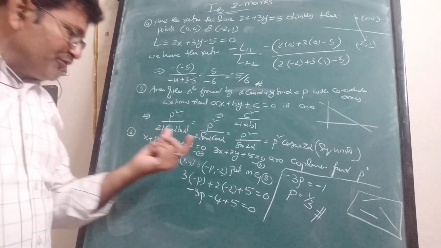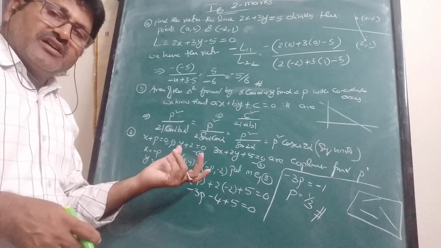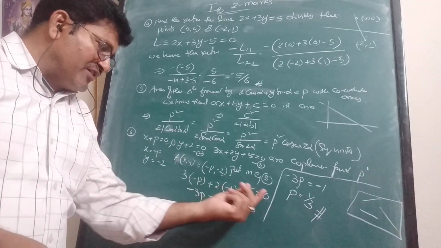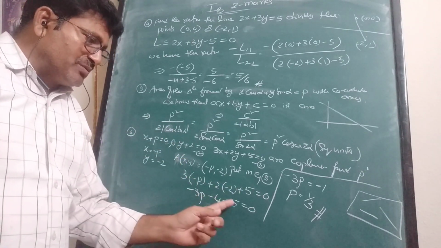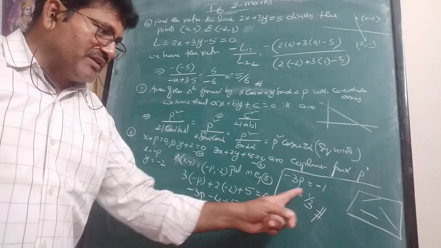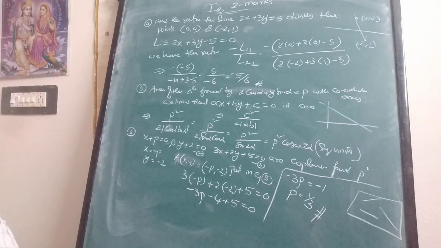Okay. And go for substitution. It is given coplanar, means its solution comes, substitute in that. You will have 3 into minus p plus 2 into minus 2 plus 5 equal to 0. Minus 3p minus 4 plus 5 equal to 0. So we got minus 3p equal to minus 1 and p is equal to 1 by 3 as a result. This is your solution for that.